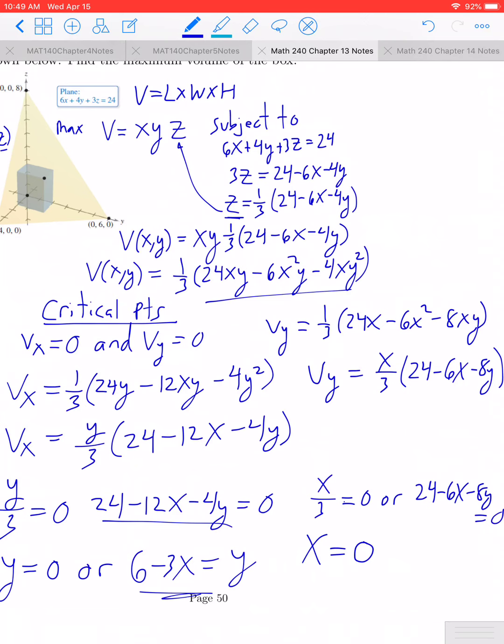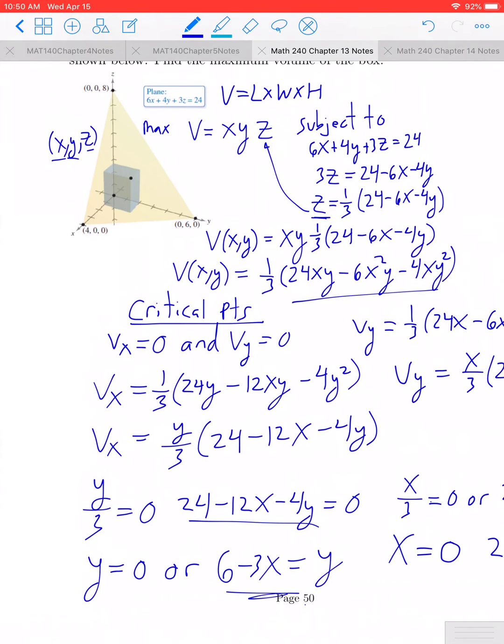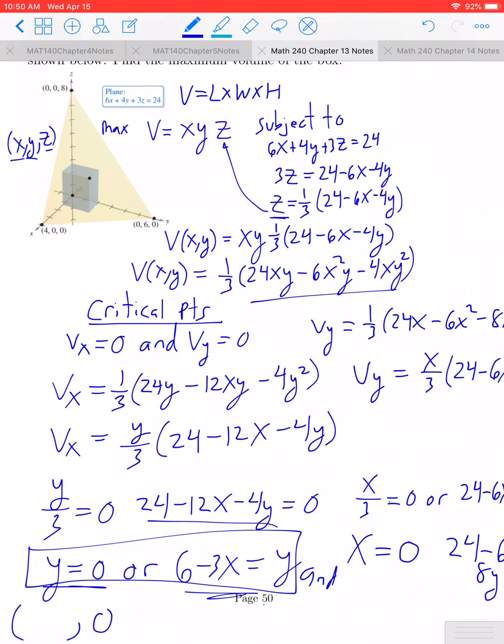And then from there, we have this expression here, 24 minus 6x minus 8y equals 0. So what do we know here? First of all, one critical point is going to be if y is equal to 0. Remember, both of these conditions had to be satisfied at the same time. So one ordered pair that will work is x equals 0 and y equals 0.